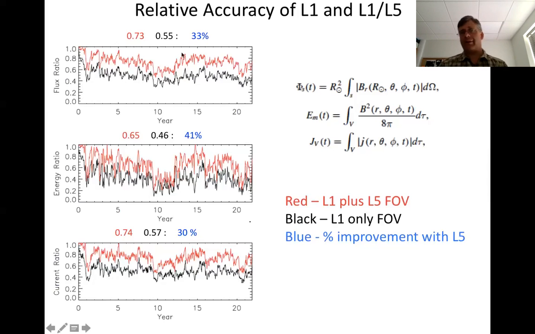You can see that by having L5 observations, we are much more accurate in terms of the surface flux, the energy, and the electric current within the simulations. But what we can also do is calculate the average flux ratio value throughout the entire simulation for each of them. So generally what you find is you're 73% accurate for L1 plus L5 for the surface flux, but that drops to only 55% accuracy for L1 only. So what we find is that we get roughly a 33% increase in accuracy by having L5 magnetograph compared to just L1 by itself. In terms of the energy ratio, the increase in accuracy is about 41%, and in terms of electric current ratio, it's 30%.